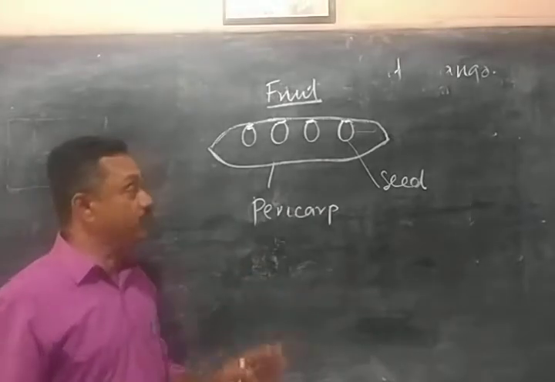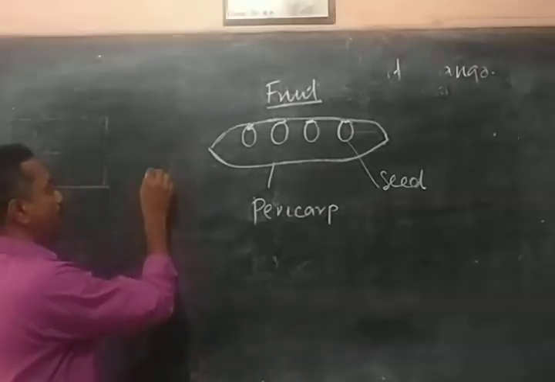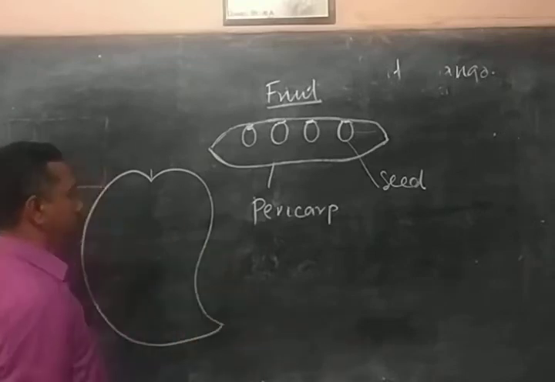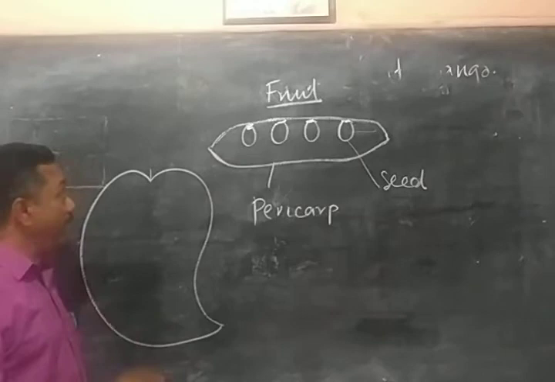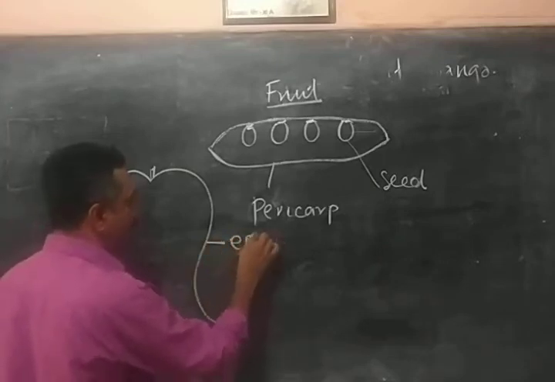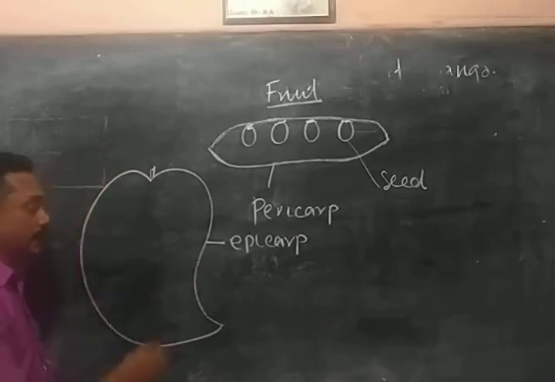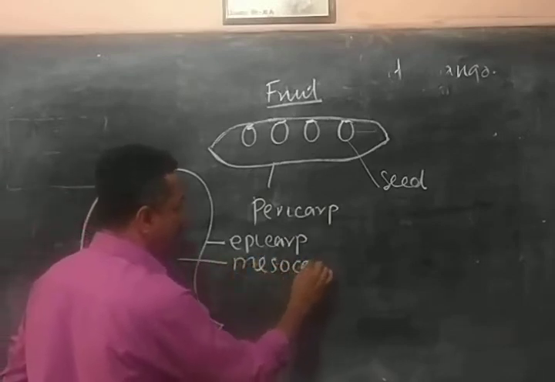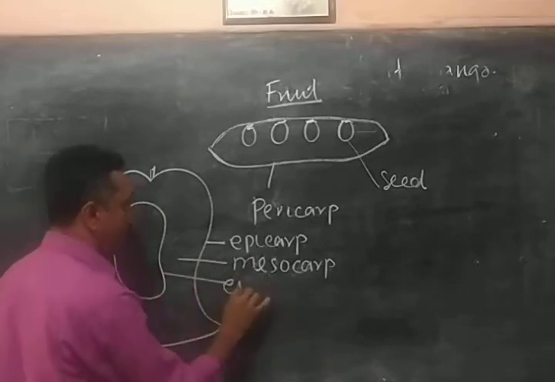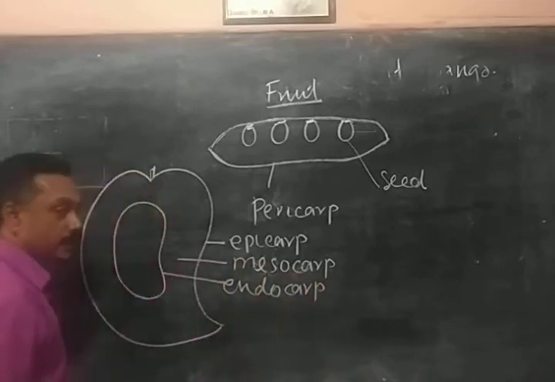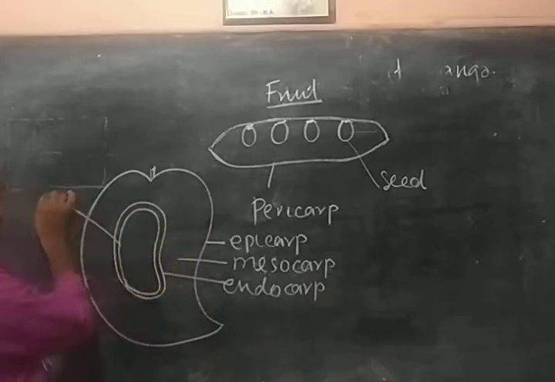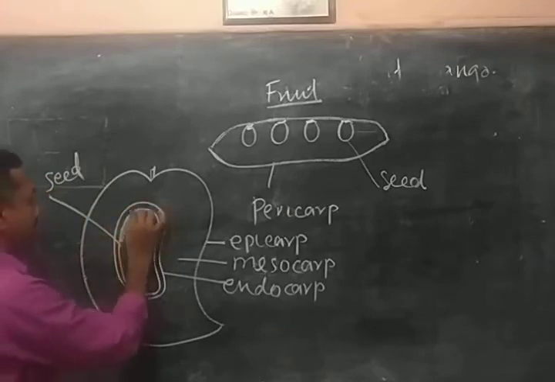In mango-like fleshy fruits, this pericarp is differentiated into three regions. Mango is a thick fleshy fruit. In the pericarp, the outer green part is called epicarp. The middle part is called mesocarp, and the inner hard part is called endocarp. Inside the endocarp you can see the white seed.